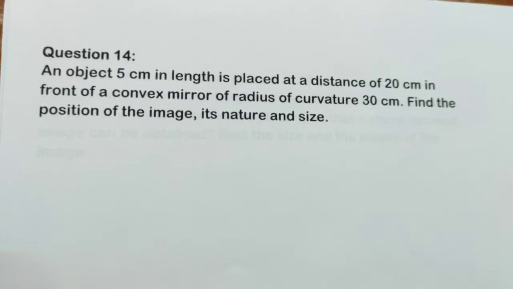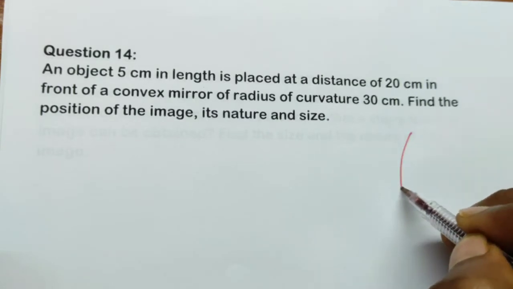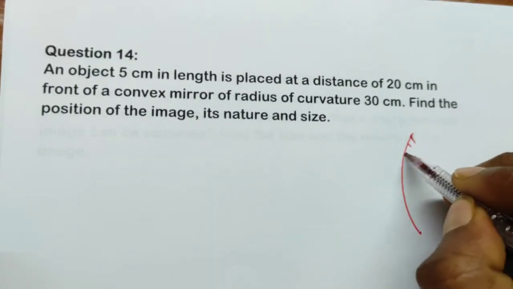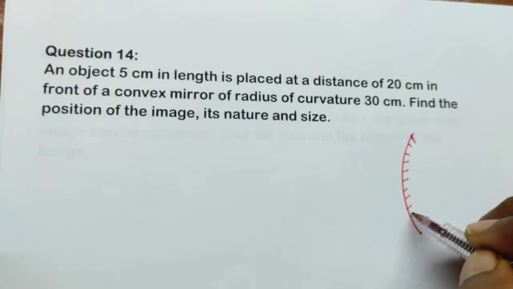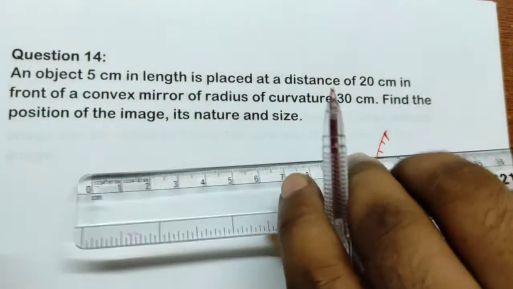An object 5 centimeters in length is placed at a distance of 20 centimeters in front of a convex mirror of radius of curvature 30 centimeters. So we are having a convex mirror here. This is a silver coating. And we are having a principal axis also like this.